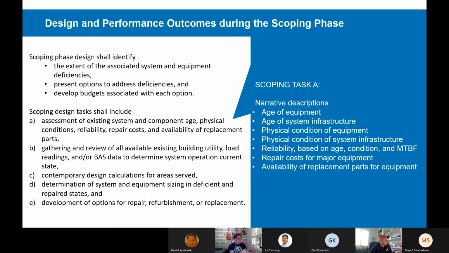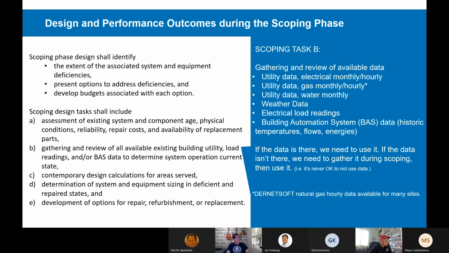So you've got your age of equipment, the overall infrastructure, physical condition of that equipment, and the infrastructure around it. And then reliability, age, condition, and if you have some reliability data, mean time between failure type of metrics, we can do those. We should also talk about repair costs and what the replacement marketplace is like, and the viability of ongoing service to a piece of equipment or a system. I think we've all seen narratives like this. This is a pretty common piece of scope.